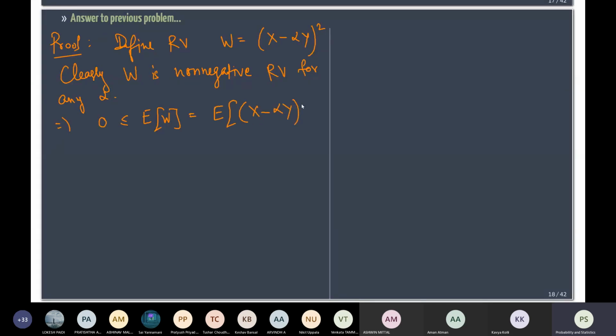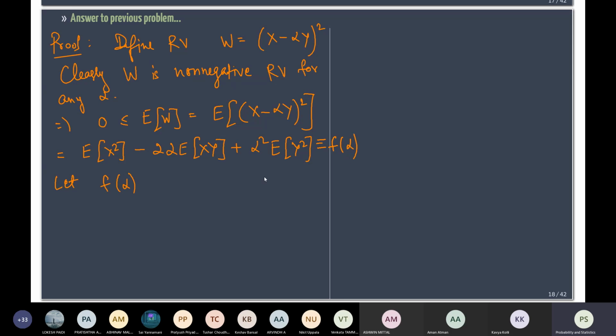Come back to the known variables X and Y. Now I apply the linearity, right? Let us continue with the right hand side here. This will be expectation of X squared minus 2 alpha expectation of XY plus alpha squared expectation of Y squared. I have jumped one step here. So let us define some function f of alpha to be this. Let us define this to be f of alpha here.